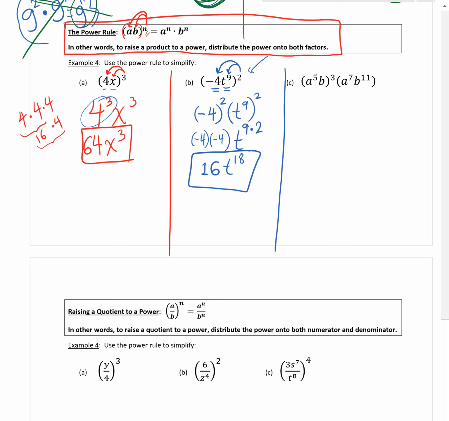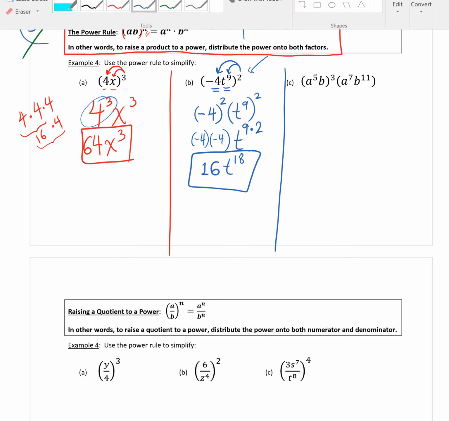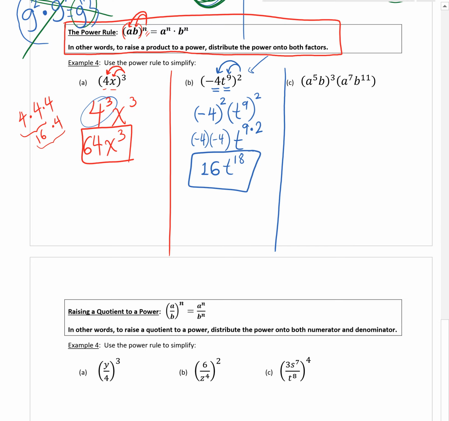Okay, looks good to me. Alright, last one for this rule. This one looks really complicated. In the one parentheses, you have a to the 5th times b, that's actually being raised to a power. So I'm probably going to use this rule that we just learned to distribute that third power onto either of those. And then I'm multiplying that by more a's and more b's.